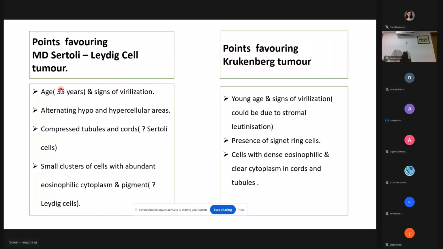So my points favoring Sertoli-Leydig cell tumor would be age and the signs of virilization, alternating hypercellular and hypocellular areas, compressed tubules and cords, which could be Sertoli cells, and clusters of cells with abundant eosinophilic cytoplasm, which could be Leydig cells. Points favoring Krukenberg tumor would be young age and again signs of virilization, which could be due to the stromal reaction, presence of signet ring cells, and cells with dense eosinophilic and clear cytoplasm in cords and tubules.